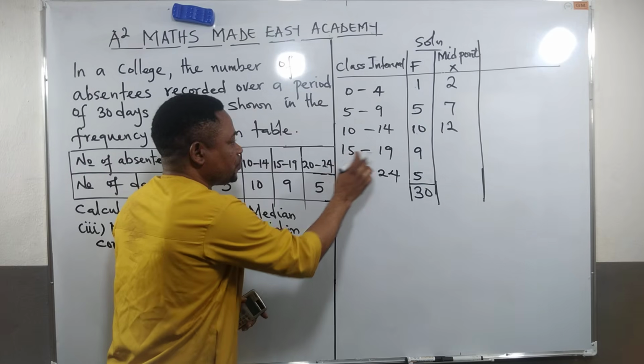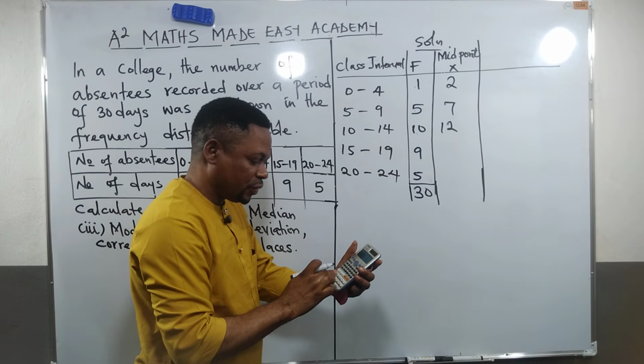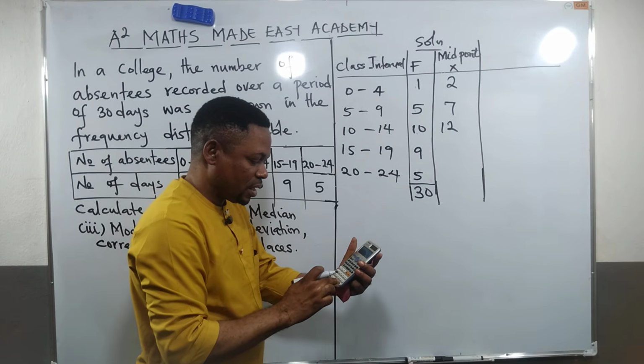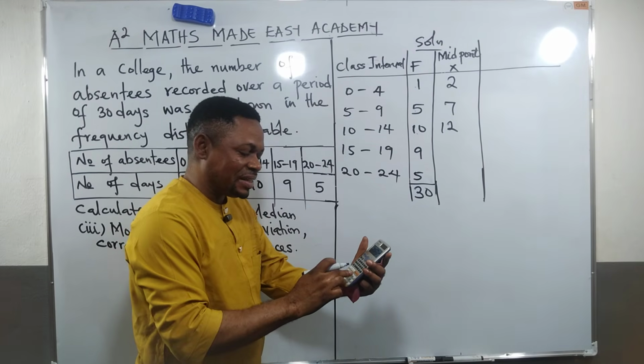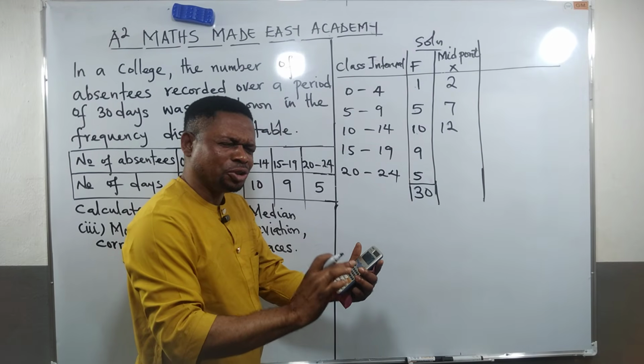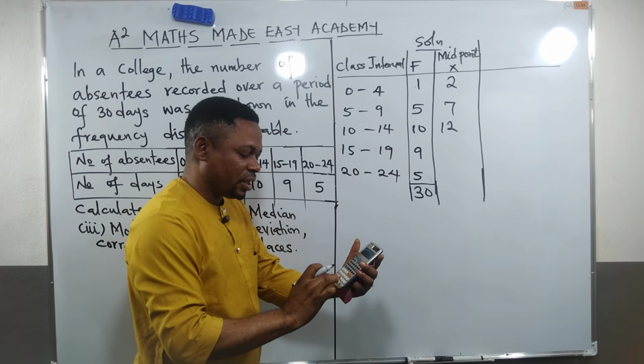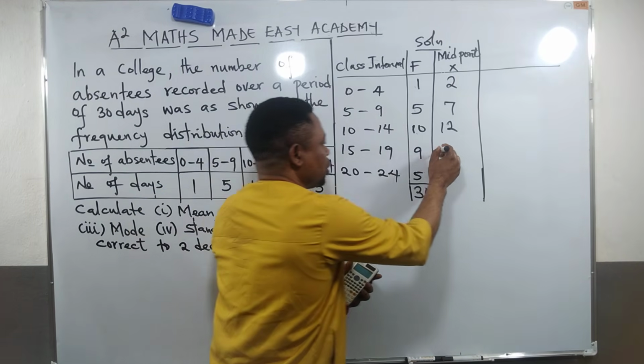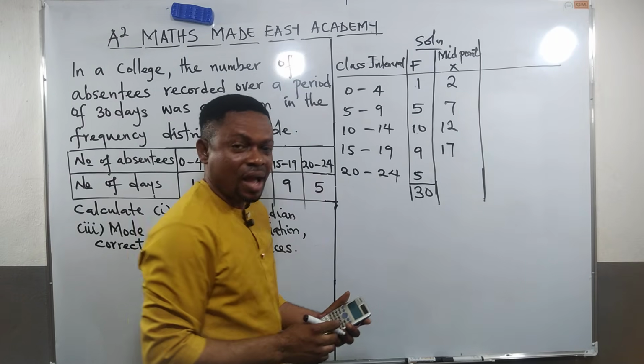Then the next one is 15 plus what? 19. 15 plus 19 will give you 34. Then divide it by 2. I want you to be following me sequentially. If you divide it by 2, it will give you 17. Write 17 here. Are you with me?